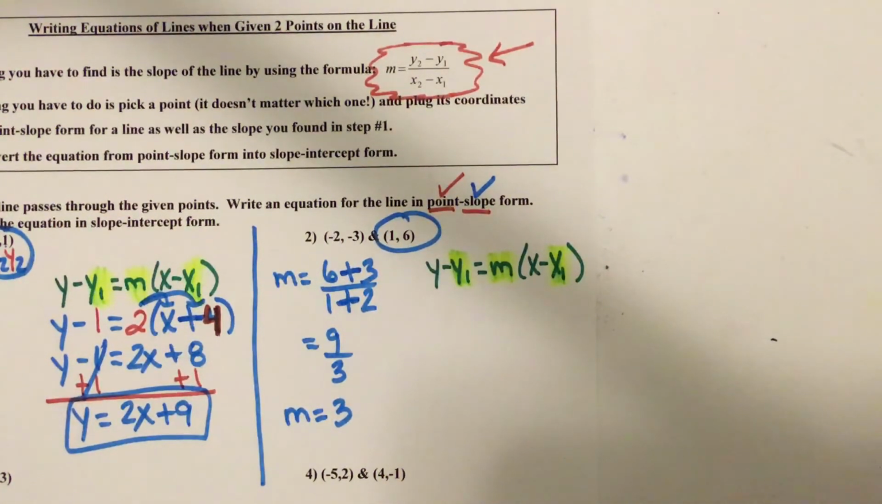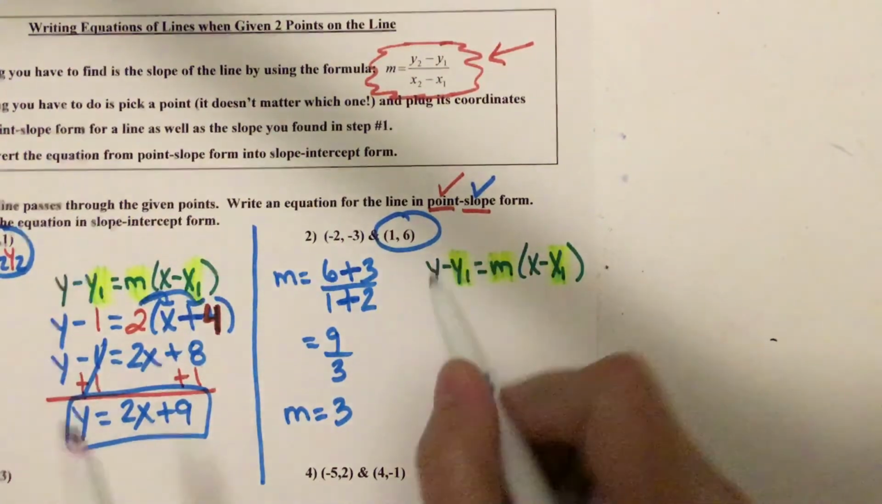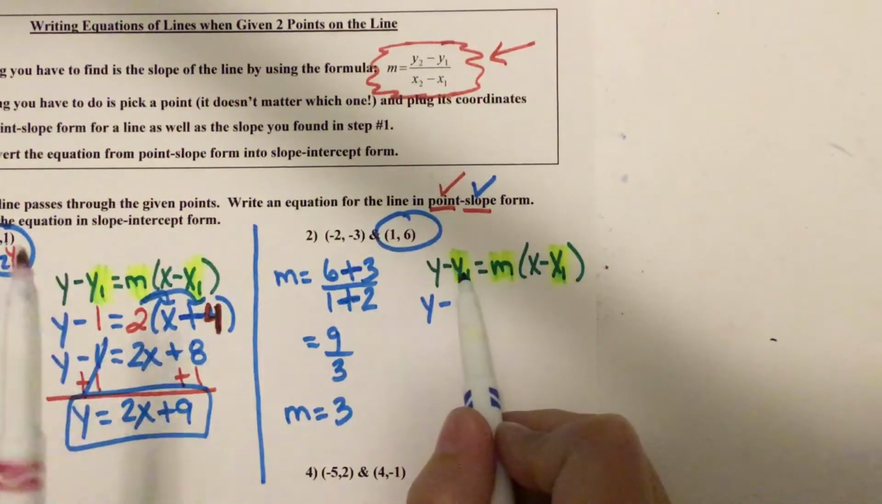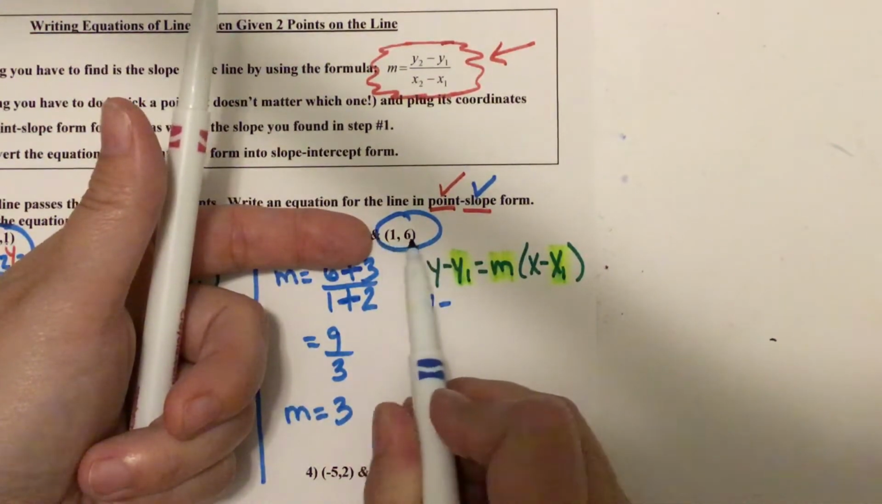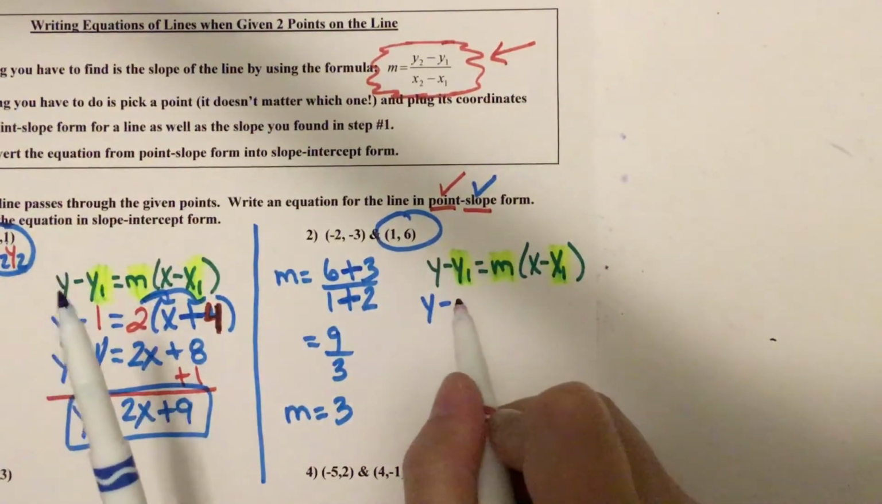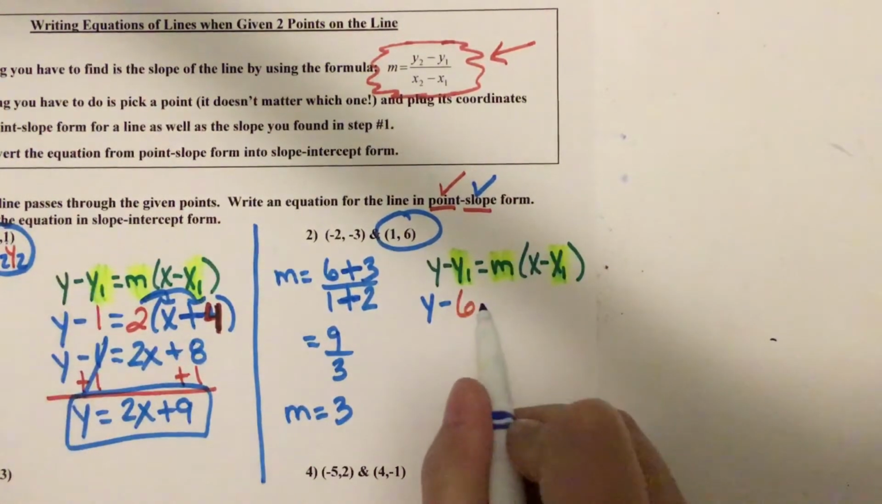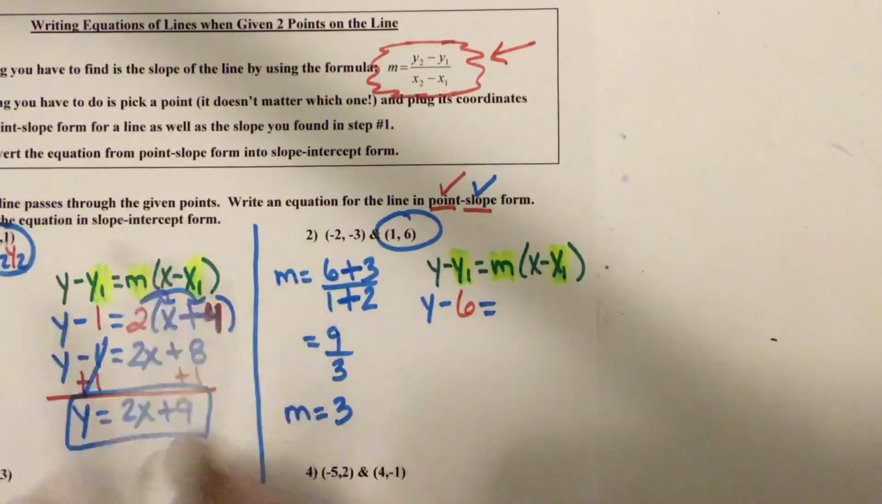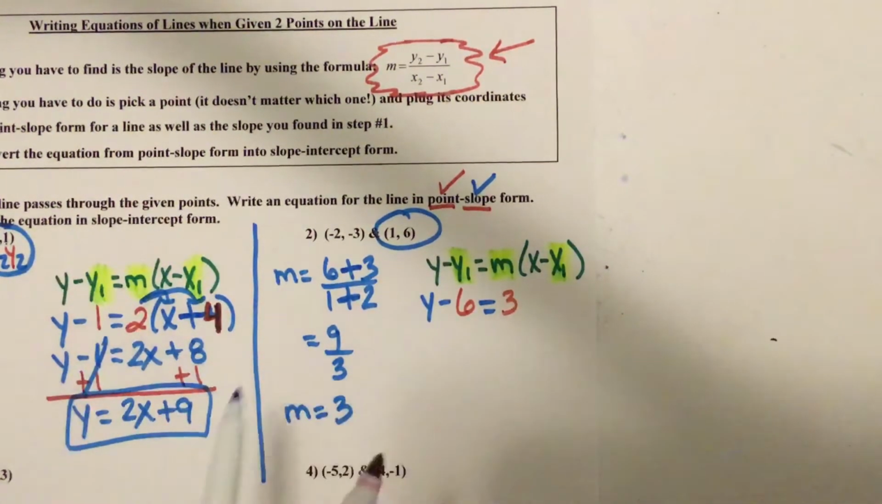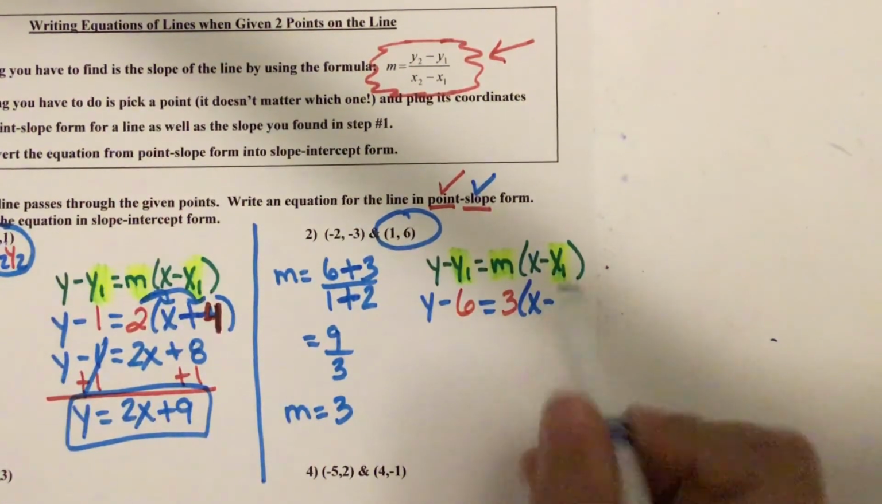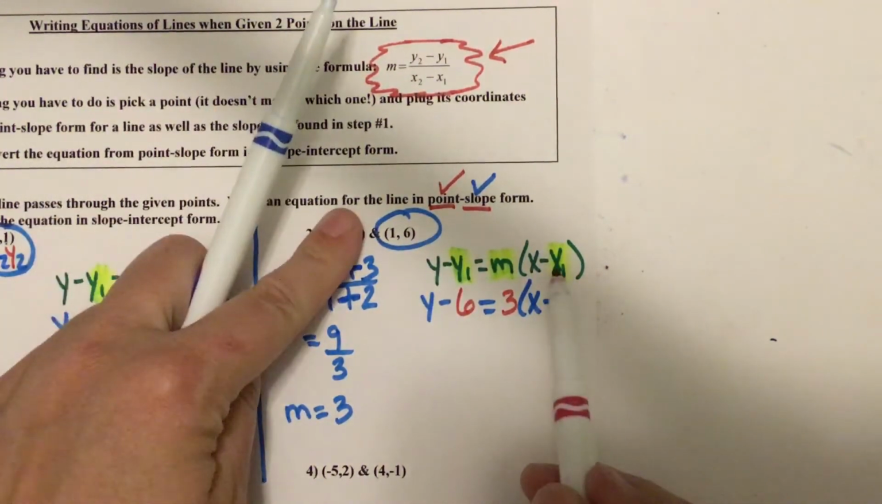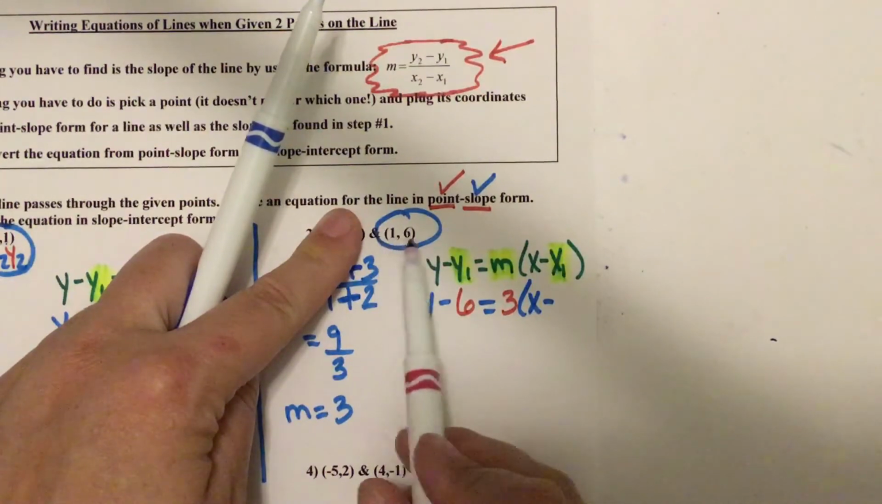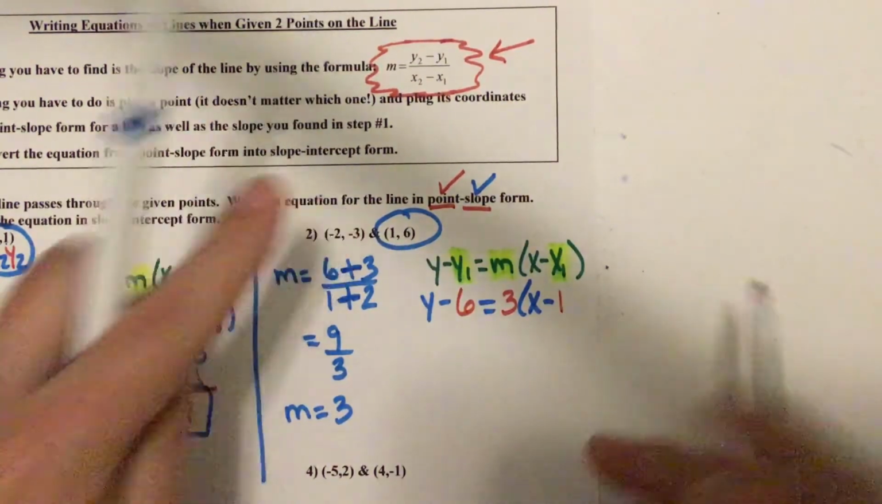All right, so I go y minus, who's the y coordinate of the point we picked? 6. And then equals, what was the slope we found? 3. And then in parentheses, x minus, and the x coordinate of the point we picked, 1.